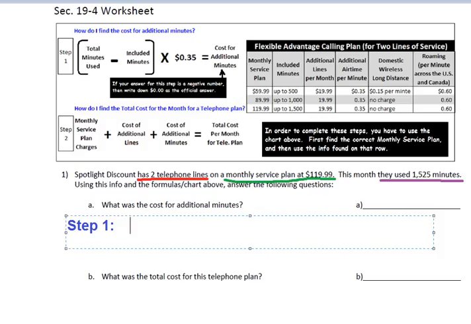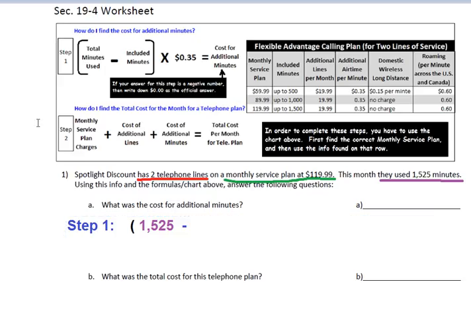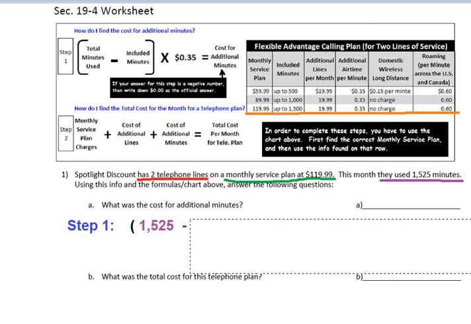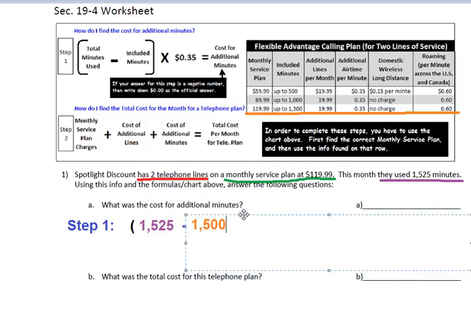First thing we need to know is what was the total minutes? The total minutes were 1,525. What we're going to do is subtract from that the included minutes. Where do we find the included minutes? It's kind of tricky, but what we're looking for is the type of plan they have. It just so happens that they have this plan right here that I'm underlining in orange. It is so important to be sure you're looking at the right row. According to that row, we are dealing with 1,500 minutes. That's how many minutes they were supposed to use.